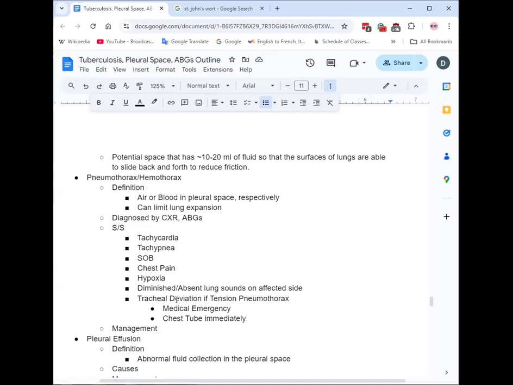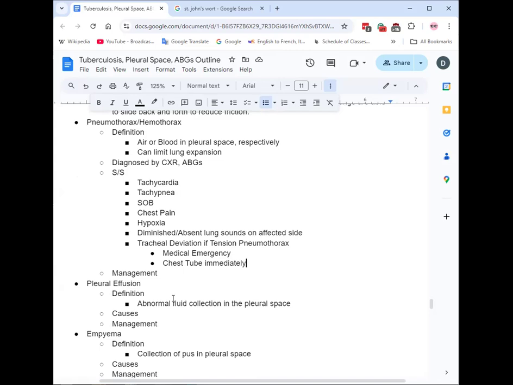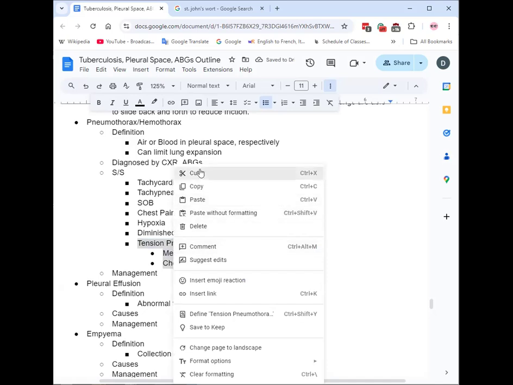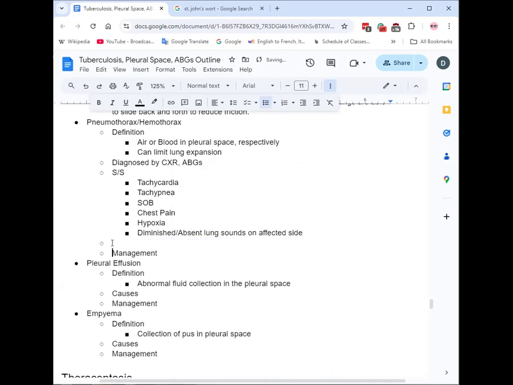I think these are some things that came up in one of his in-class SATAs. I think he talks about paradoxical breathing. Paradoxical breathing is something you will not see. That's more of a tension pneumothorax. So if it comes up in a SATA, don't click it because it's not for your pneumothorax. So let's talk about it here: things to separate, because you're not tested on tension pneumothorax.